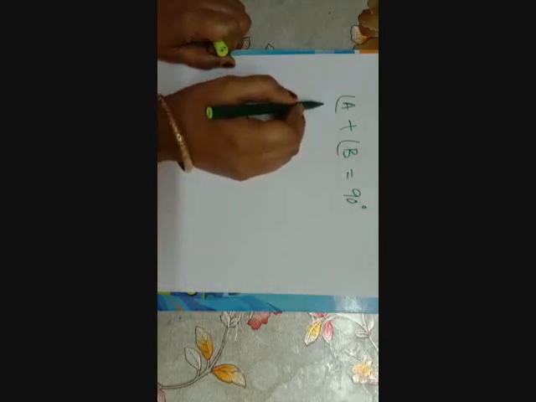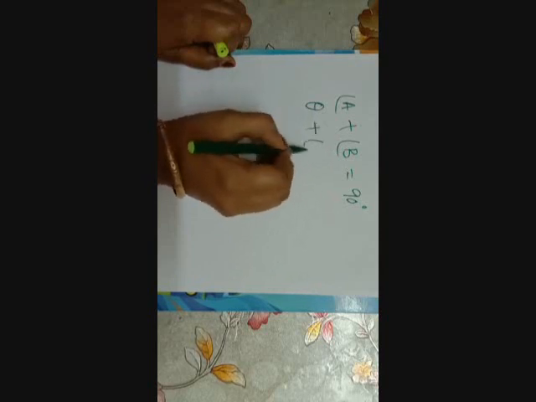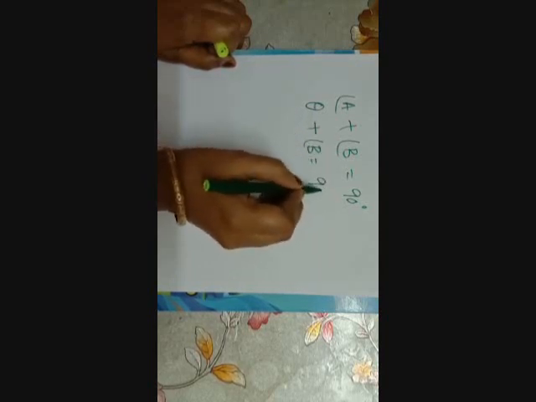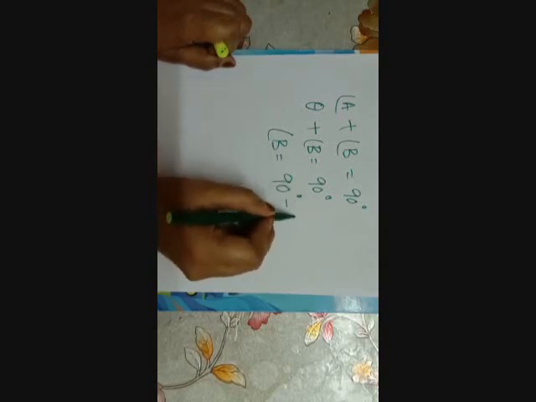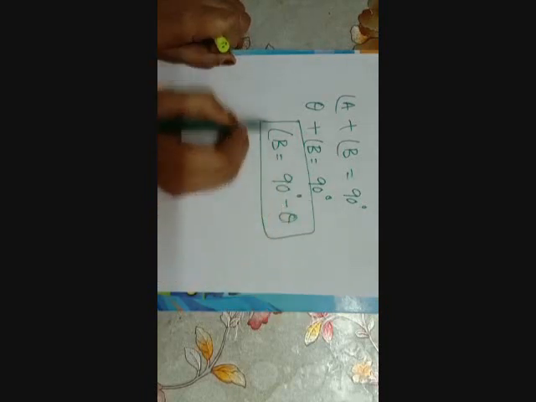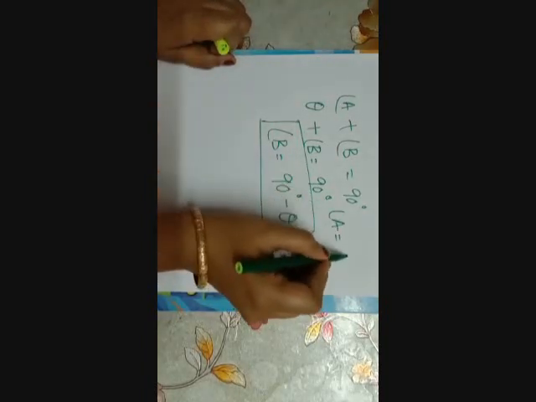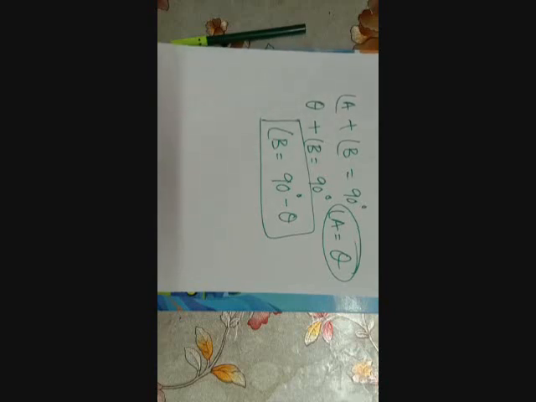Suppose angle A is theta. Now what will be your angle B? Angle B will be 90 minus theta. If angle A is theta, angle B is 90 minus theta. In today's class, we'll be using this concept.